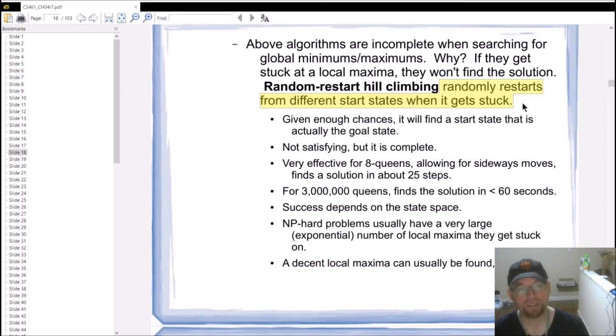This thing will allow you to make those sideways moves. If you do incorporate the ability to deal with sideways moves, you'll find a solution in about 25 steps. You will find a solution, and you'll find it in 25 steps.